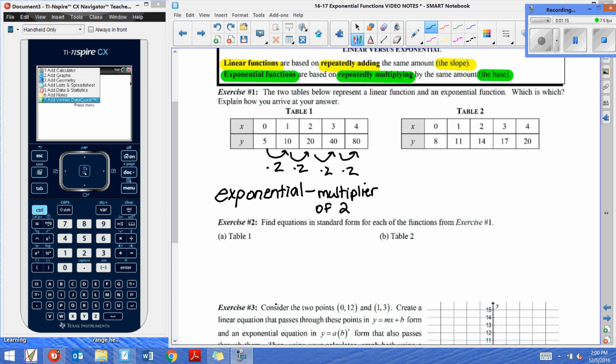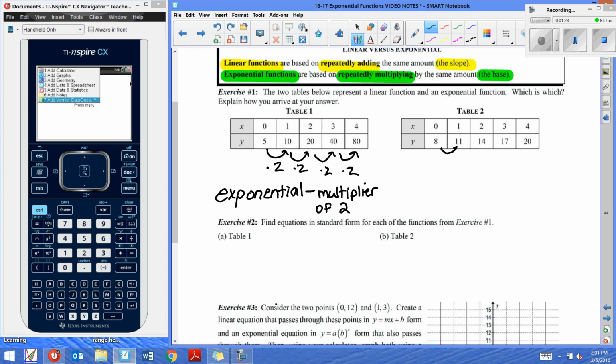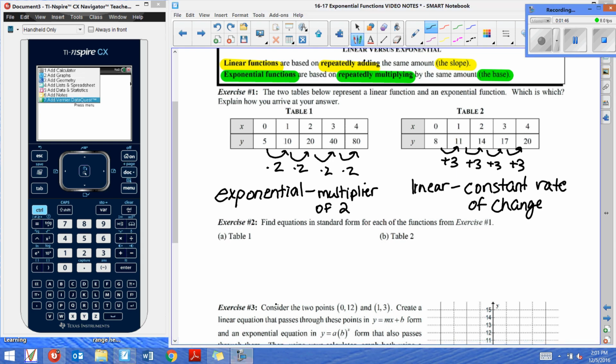All right, looking at table number 2. We have the same thing happening with our x values, only our y values are not being multiplied. We actually have an adding factor of 3. Every single time the x increases by 1, the y increases by 3. Because of this, we have a slope. So this is a linear function. We can say that it's linear because it has a constant rate of change, or it has a constant slope.